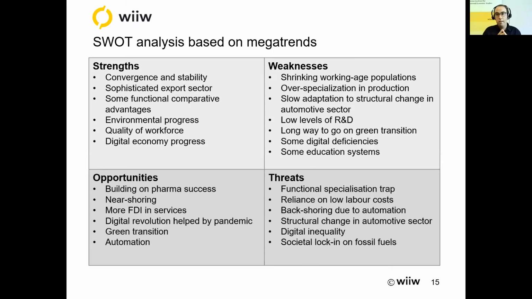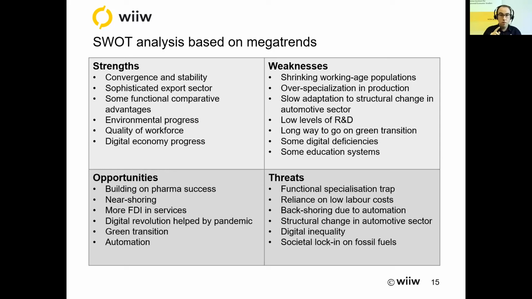So putting that all together, we did a SWOT analysis. I definitely cannot go through all of this now, but I would just briefly summarize. The strengths that we see are a pretty decent convergence performance and a pretty high level of stability by Central and Eastern European standards. If you look at the countries we're talking about here from the Balkans or from the former Soviet Union, it looks like a success story. Sophisticated export sector, some comparative advantages in this functional specialization. Interestingly, we found, especially in the pharmaceutical sector, it's a different story. It's a more positive story. Environmental progress, we see good quality of workforce and progress on the digital economy. So these are the strengths.